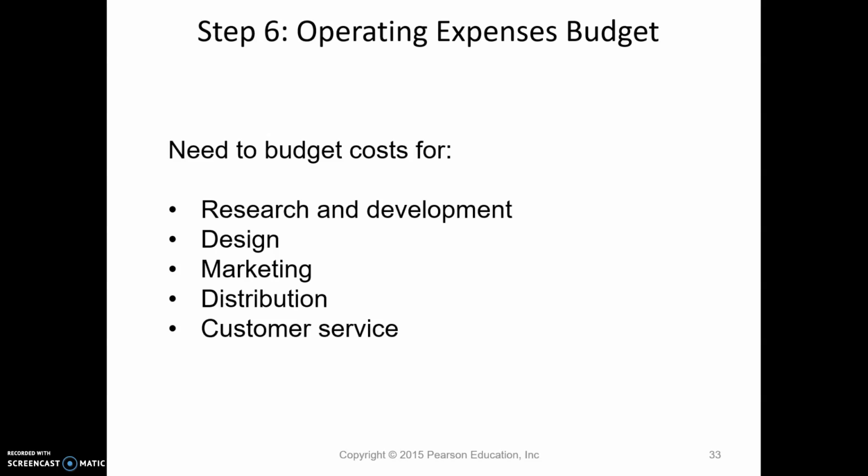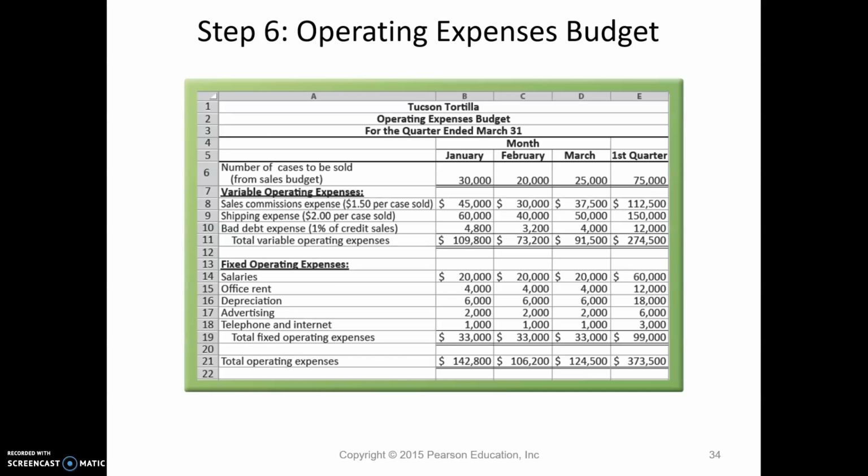Okay, so after we have prepared the manufacturing overhead budget, now it's time to prepare the operating expenses budget. So here's where we're going to budget all of our period costs. Research and development, design, marketing, distribution, and customer service are all part of the operating expense budget. And again, we will have the variable piece and the fixed piece.